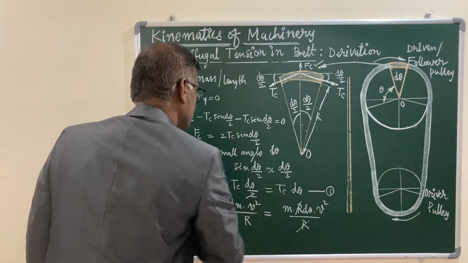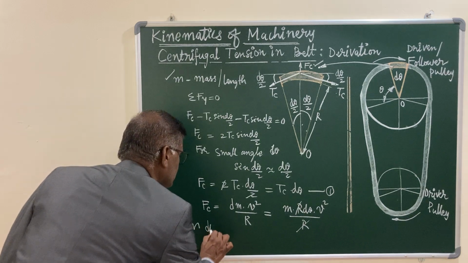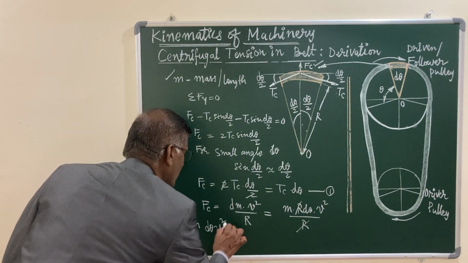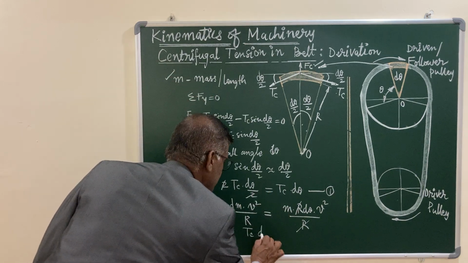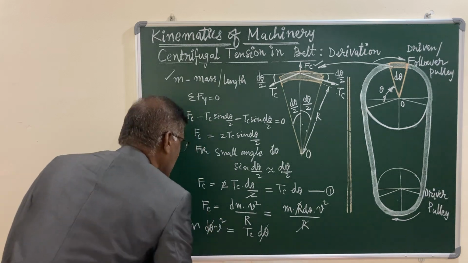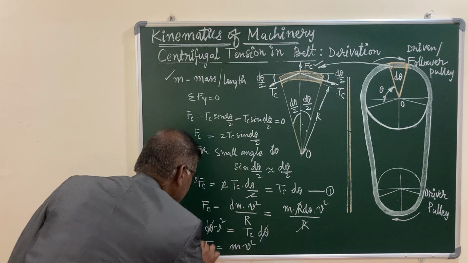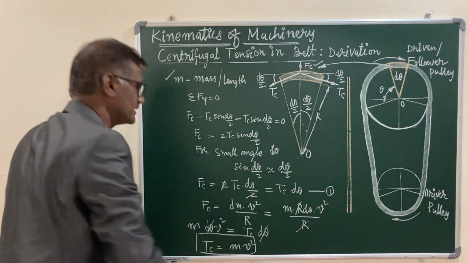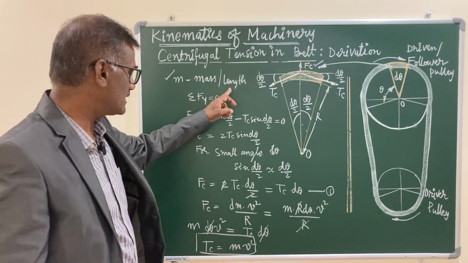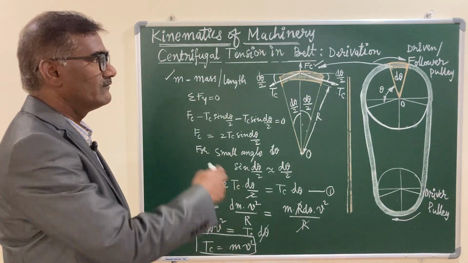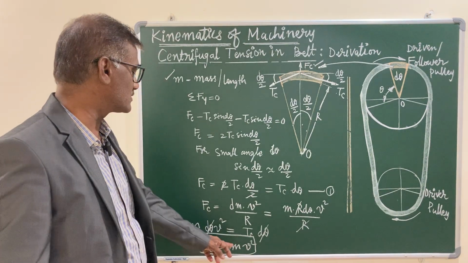Substitute this Fc value into equation 1. You have m into d theta into v square is equal to Tc, the right hand side term, into d theta. D theta gets cancelled, and you have Tc is equal to m v square. This is the required expression for the centrifugal tension of a belt, where m is the mass per unit length and v is the velocity of the belt. You can calculate the centrifugal tension developed because of this particular mass.